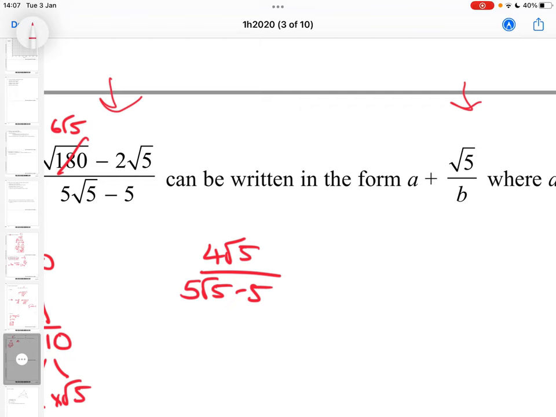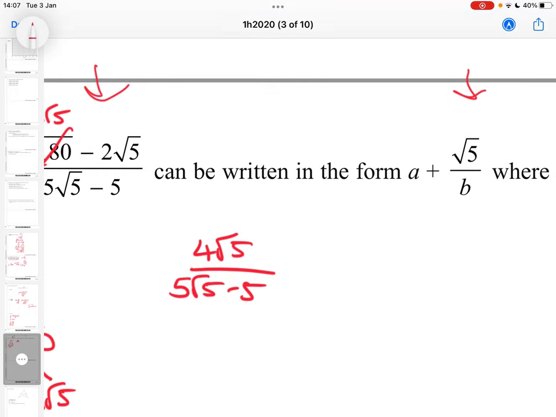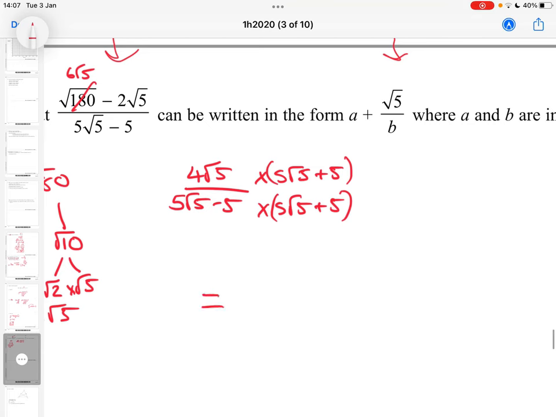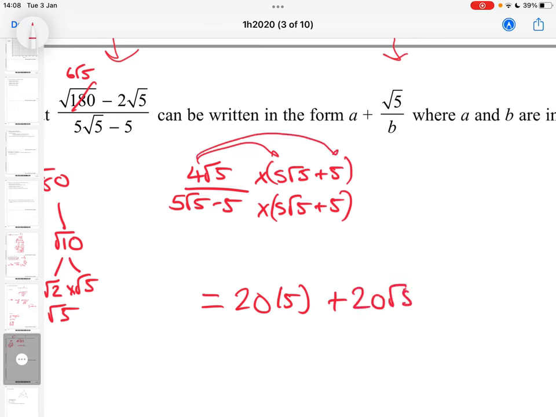Right, so what we do then, we don't want any roots on the bottom. So what I'm going to do is multiply the top and the bottom by 5 root 5 plus 5, because that's going to help me eliminate the roots when I expand them. Okay, so what I'm going to have is, I'm going to do it over here. 4 times 5, so I'm doing the top, is 20. And then root 5 times root 5 is going to give me 5. And then I'm going to add 4 times 5 is 20. And then that's just root 5, there's no roots.